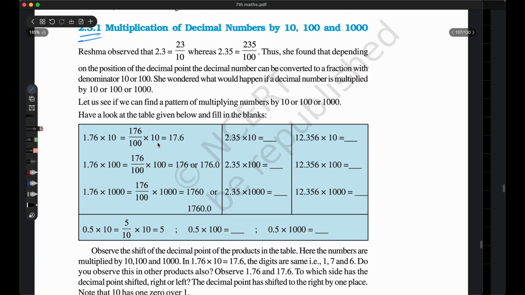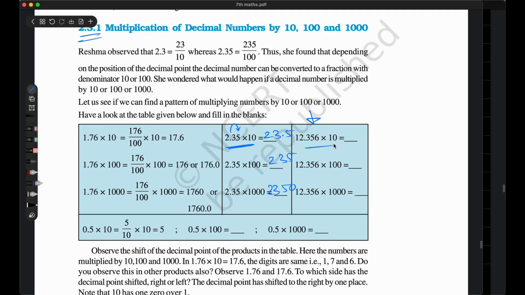And if we observe, the value also increases: 17.6 is greater than 1.76, 176 is greater than 1.76, and 1760 is greater than 1.76. If we solve for 2.35 into 10, the decimal shifts right by one digit, that is 23.5. The second one is 235, and for the last, 2350.